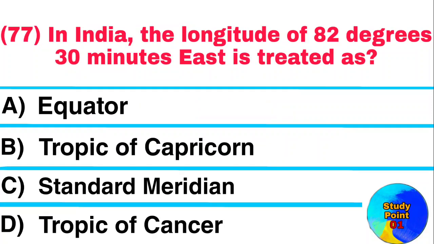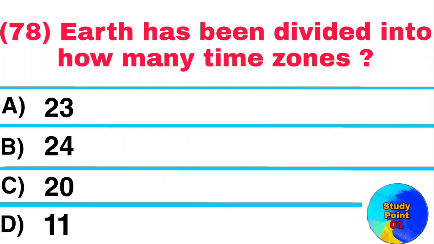Question. In India, the longitude of 82 degrees 30 minutes east is treated as A. Equator, B. Tropic of Capricorn, C. Standard Meridian, D. Tropic of Cancer. Answer. Standard Meridian. Question. Earth has been divided into how many time zones? A. 23, B. 24, C. 20, D. 11.